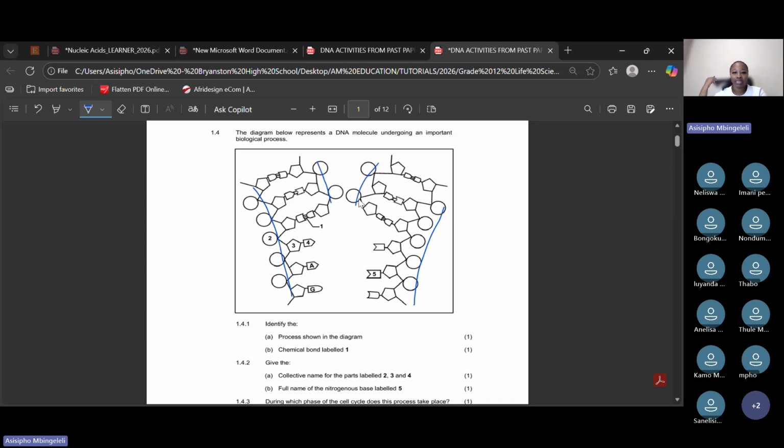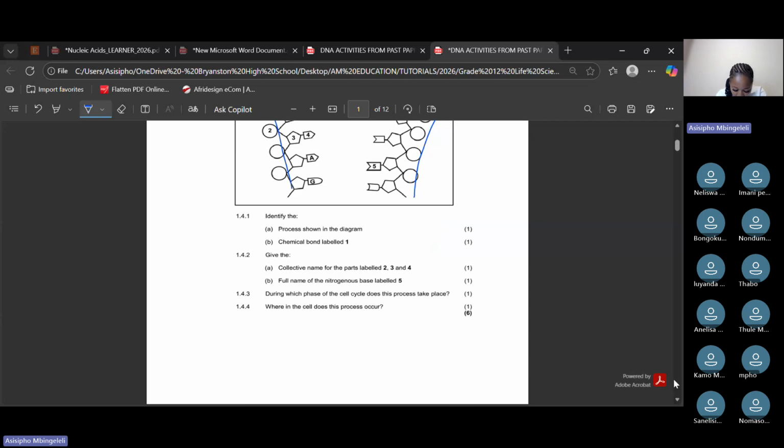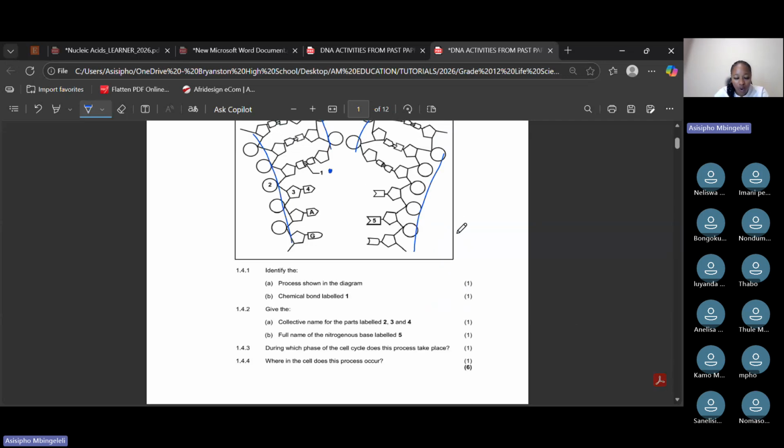The chemical bond labeled 1. This chemical bond here is hydrogen bond. Remember, whether you include the word weak or not, it doesn't matter. Then 1.4.2, give the collective name for the parts labeled 2, 3, and 4. The collective name is nucleotide.